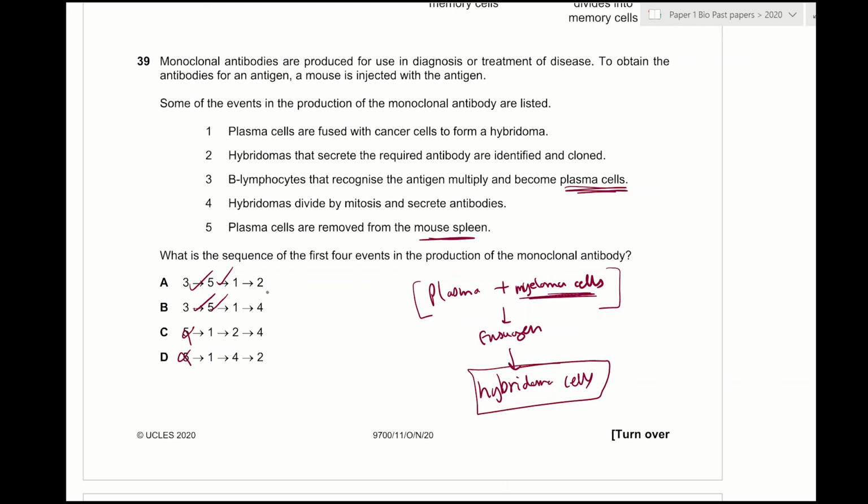Now, we have a choice between 2 or 4. 2. Hybridomas that secrete the required antibodies are identified and cloned, and hybridomas divide by mitosis and secrete antibodies. Now, 2 is definitely incorrect because hybridomas that secrete required antibodies are identified and cloned. The hybridoma anyways means it's already cloned because it has been fused with myeloma cells, so this is incorrect. What happens is the hybridomas divide by mitosis and secrete their required antibodies, but there's no such thing as something is cloned.